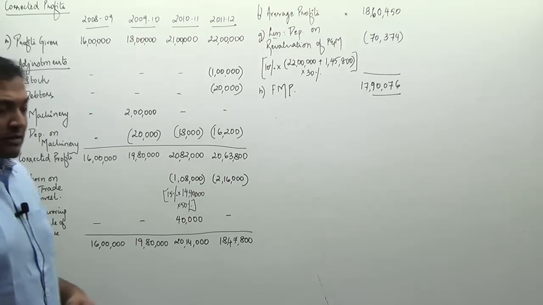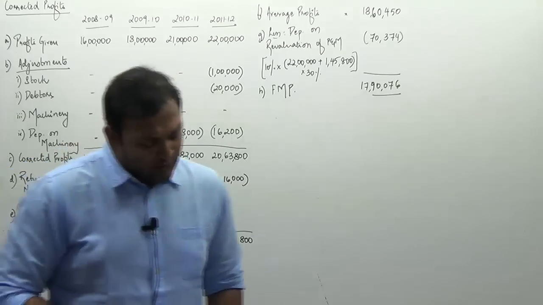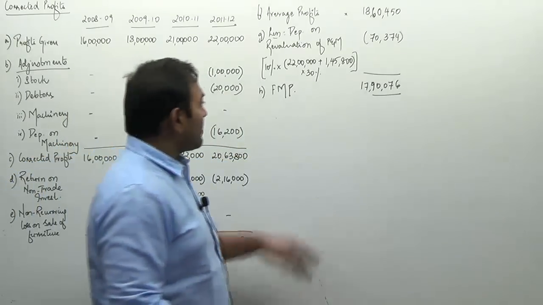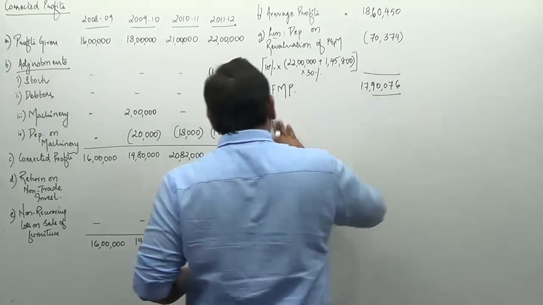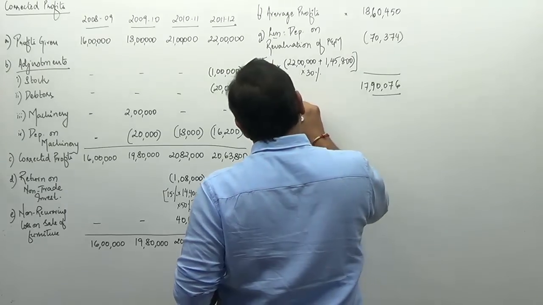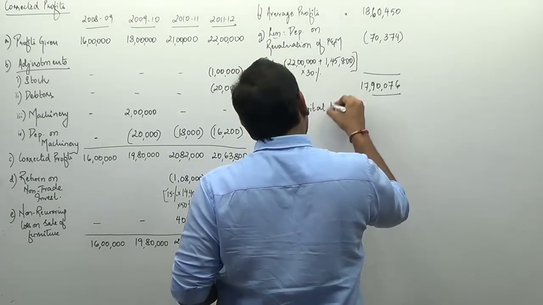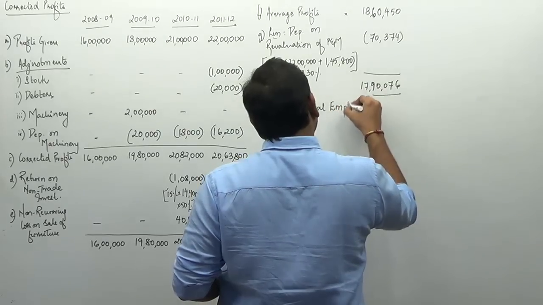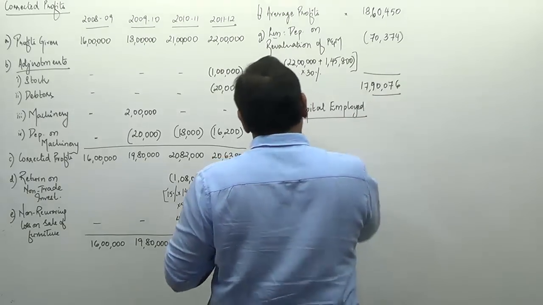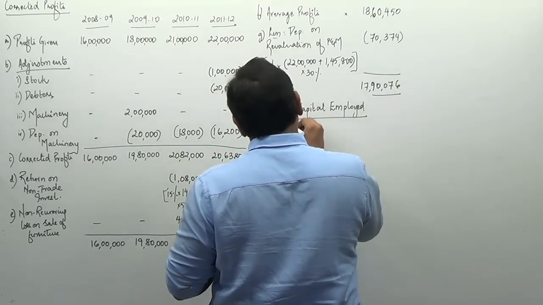Once you got the FMP, what is the next determinant of goodwill? How is the goodwill being valued? The goodwill should be taken on super profits, 2 years purchase of super profits. So to get the super profits, I need capital employed. I need average capital employed to be more specific. To get average capital employed, start with your assets.